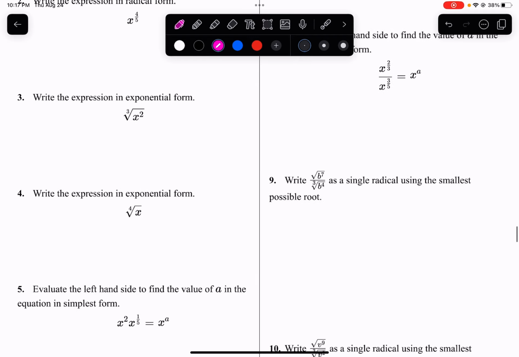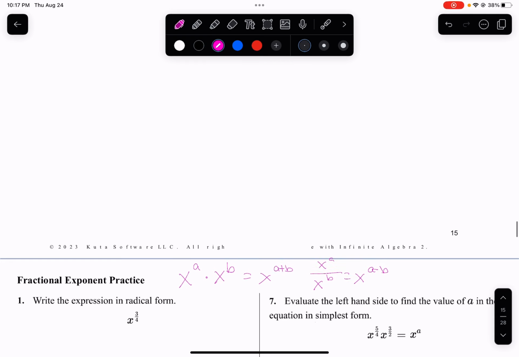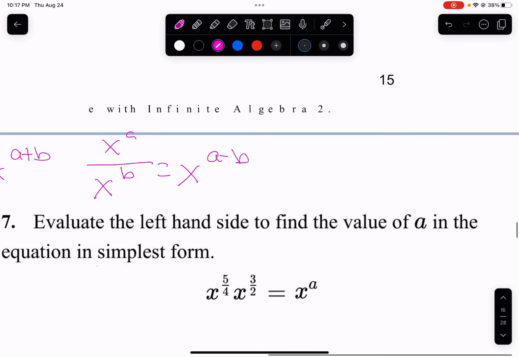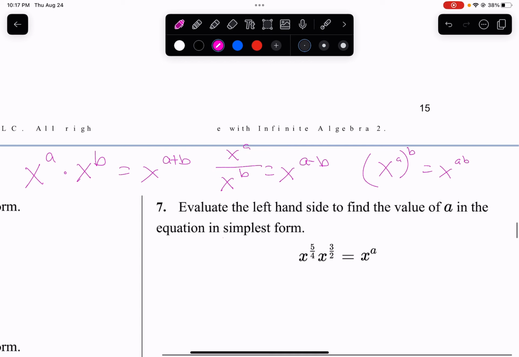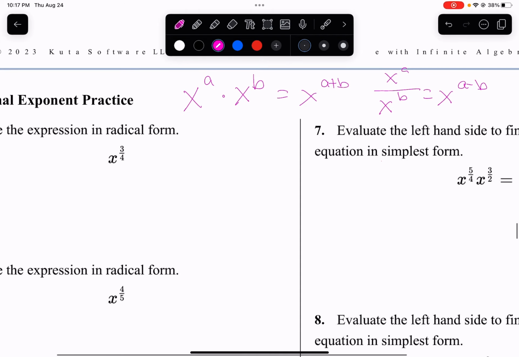And then if we raise a power to a power, you multiply them. So you would get x to the power of a times b. All right, these are just rules of exponents, but I just wanted to refresh your memory so that these make sense for you, okay?